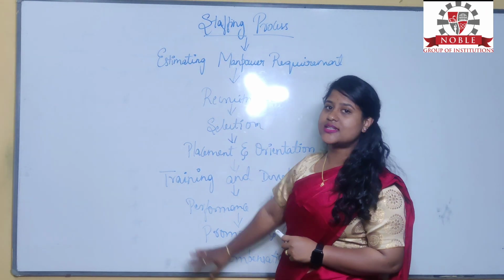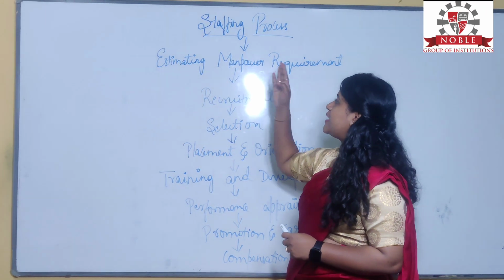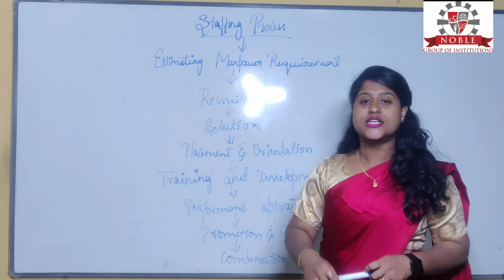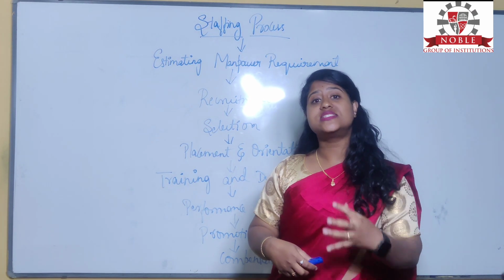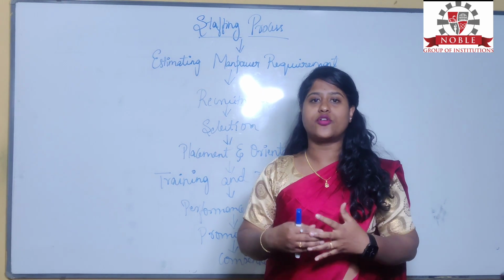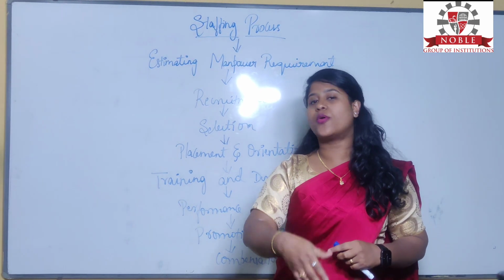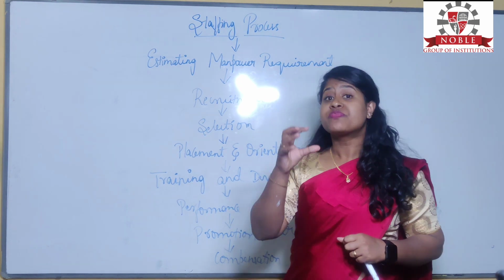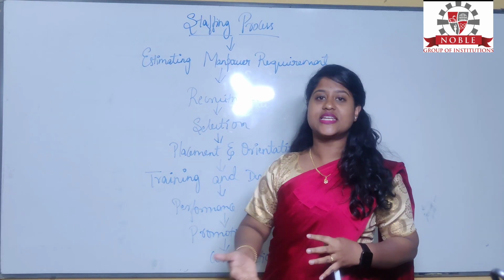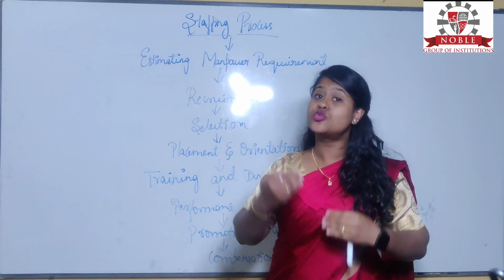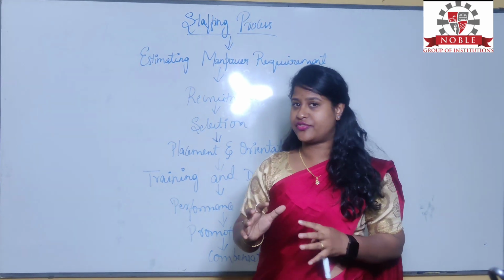The first point under the staffing process is estimating the manpower requirement. In any organization, first they have to estimate the requirement of manpower for their organization depending upon the different job roles. Estimating the manpower will make them analyze the requirement, and they can choose the manpower depending upon the different job roles.